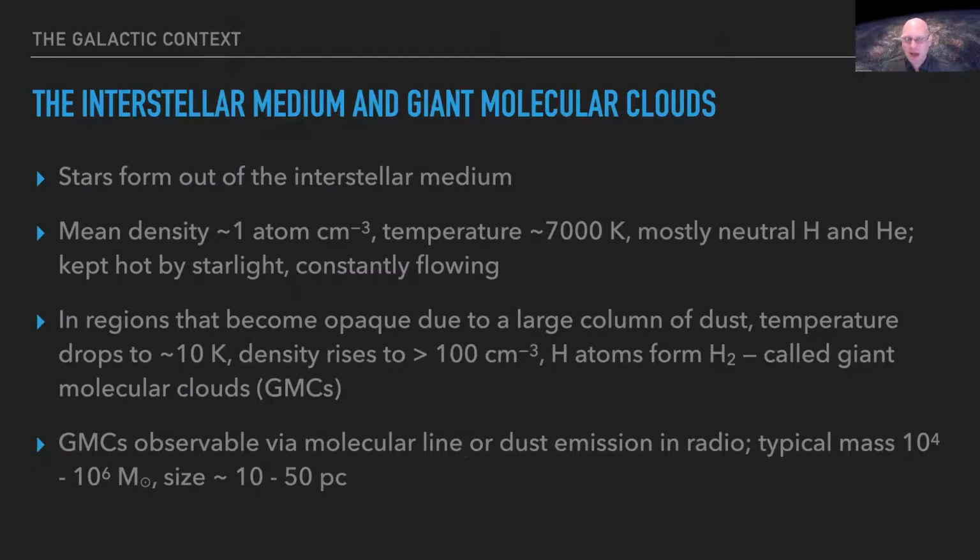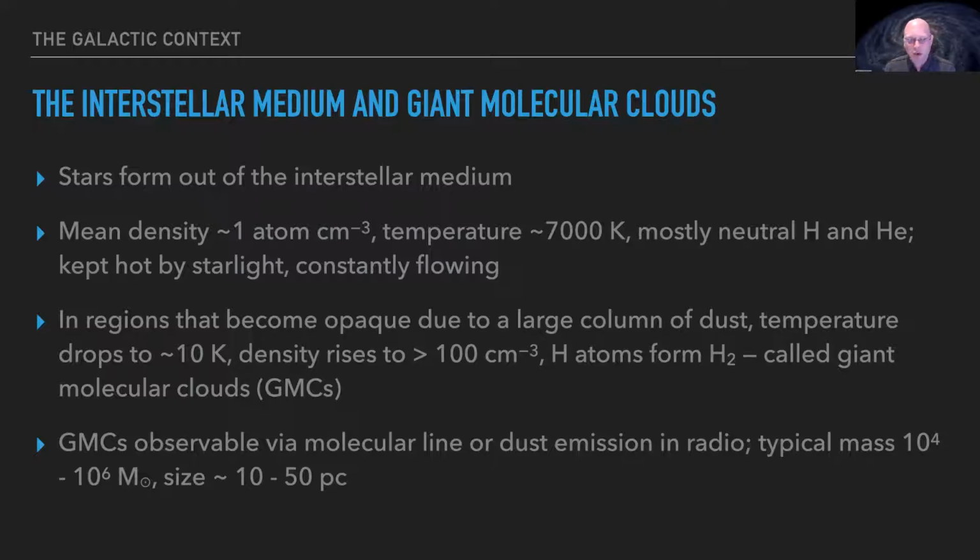The basic picture we have is that stars form out of the interstellar medium. Now, the interstellar medium is the low-density gas that fills the space between the stars. Low density here means an average of 1 atom per cubic centimeter. Now, most of the volume of the interstellar medium is filled with gas that is at a temperature of order 5 to 10,000 Kelvin and consists mostly of neutral hydrogen and helium atoms.